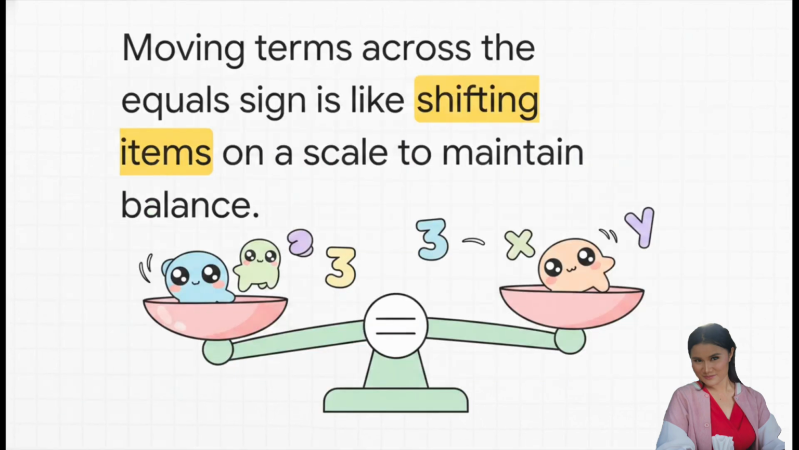So, moving terms across the equal sign is literally like shifting items between those scale pans to maintain perfect harmony. When we want to find out what our secret variable weighs, we carefully move our constant numbers around, shifting them between the pans with math operations, all while keeping that equal sign completely true and perfectly balanced.